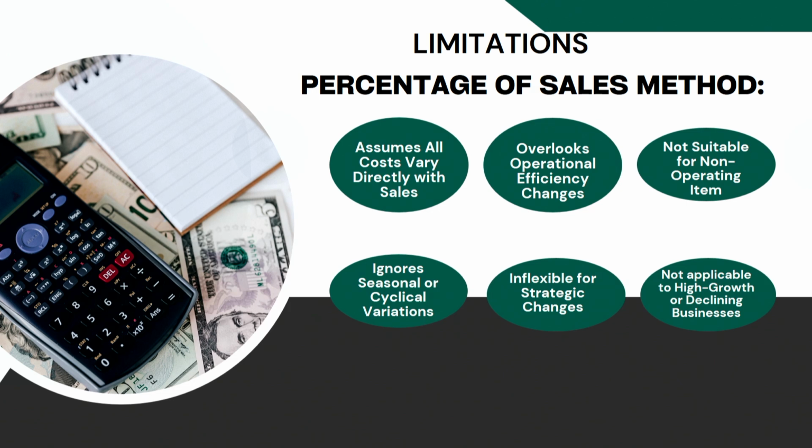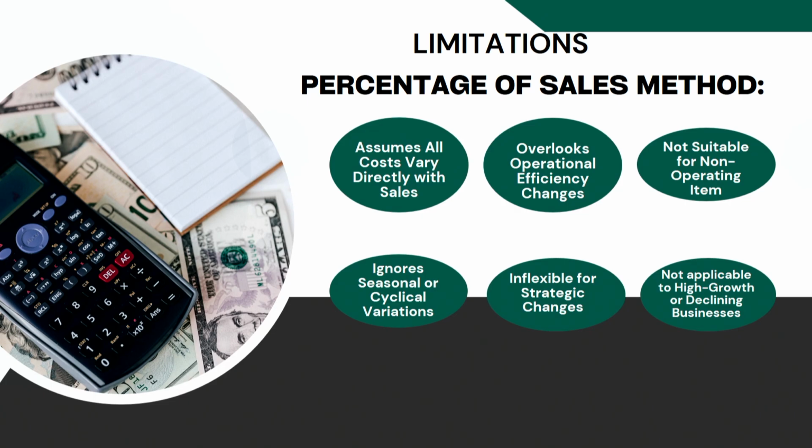Moving further, it is not suitable for non-operating items. Obviously, when we are talking about non-operating items, they are not at all related to sales, but this method is based on the fundamental premise that all the items which are finding a place in the income statement are in direct proportion. In other words, they are there to move in tandem with the sales, but non-operating items are not going to fluctuate or change in relation to changes in sales.